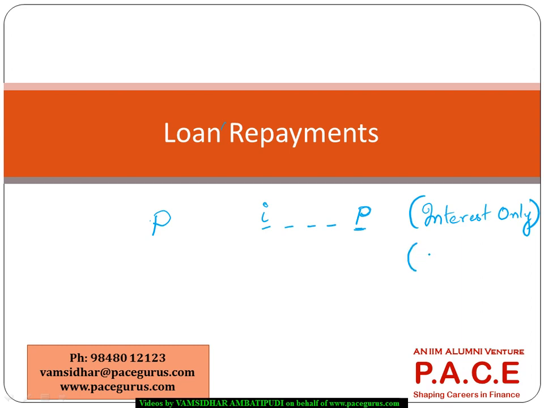But the more common kind of loan varieties today are called amortizing loans. When I say amortizing loans, along with the interest, some portion of the principal is also paid every period, in such a way that by the end of this loan period, the principal that is outstanding will become zero. So instead of paying all the principal towards the end, this amortizing mechanism talks about the principal repayment in parts, some portion of the principal getting repaid along with the interest on every installment.